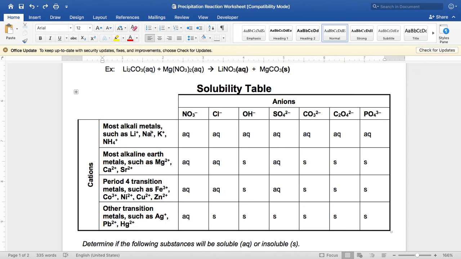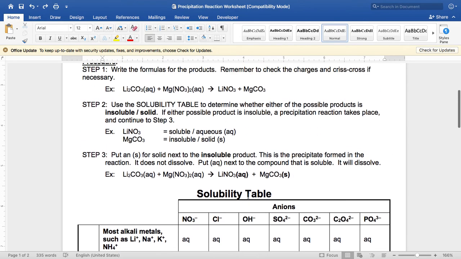So what you do is you take the two ions, one that is a cation and one that is an anion, and you match it up in the row and the column, and you want to see, is it aqueous or is it solid? If it's aqueous, we would write AQ. If it's a solid, we would write S.